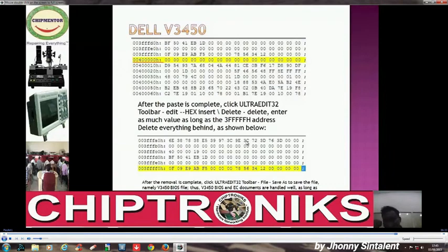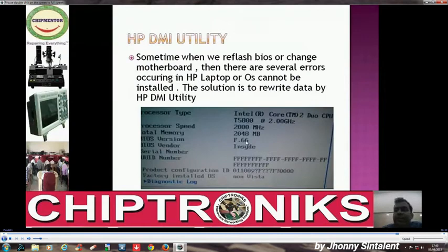But right now I'll cover another topic, the HP DMI utility. There has been a lot of confusion regarding this tool, when to use it and how to use it. So let us go to the HP DMI utility. This is a very good utility provided by HP. Sometimes when you flash the BIOS of HP laptops, or change the motherboard in an HP laptop, some error occurs, like the OS cannot be installed. In that case, we have to restore the asset through the HP DMI utility.